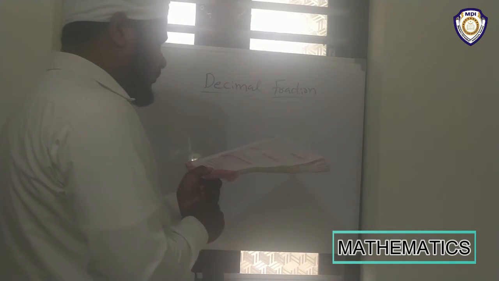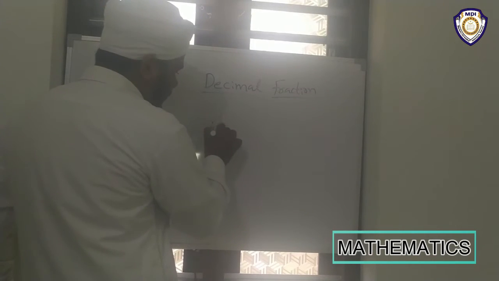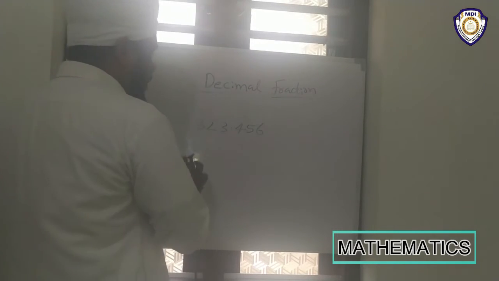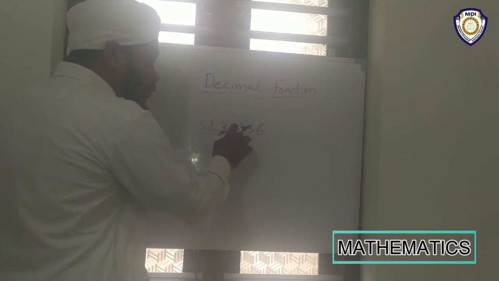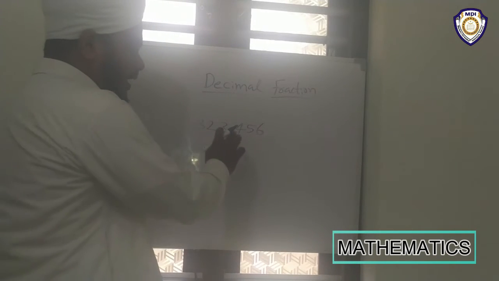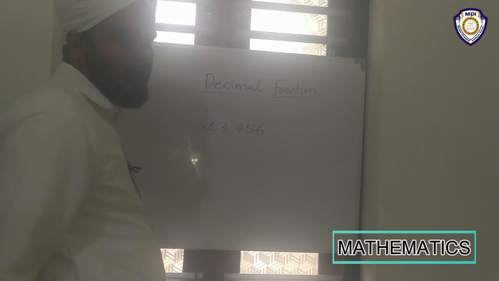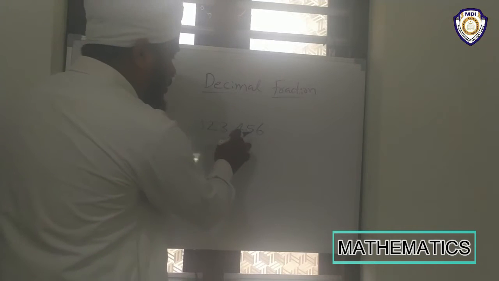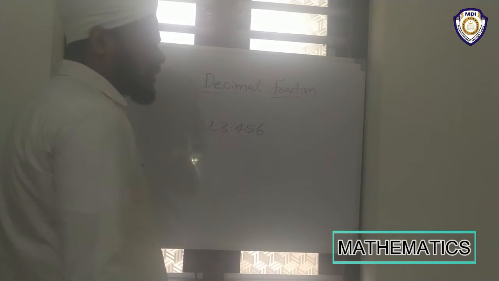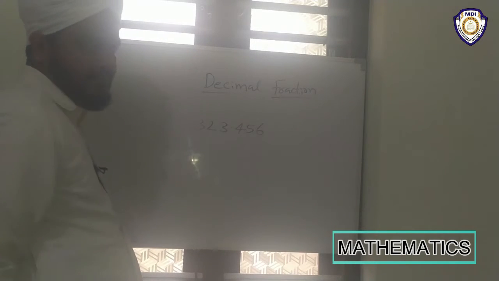323.456, not 456. It is not correct. Then you have to read 4.456, because this 4 is in the place of 1 by 10, this 5 is in 1 by 100, this 6 is in the place of 1 by 1000. The place values of these digits.